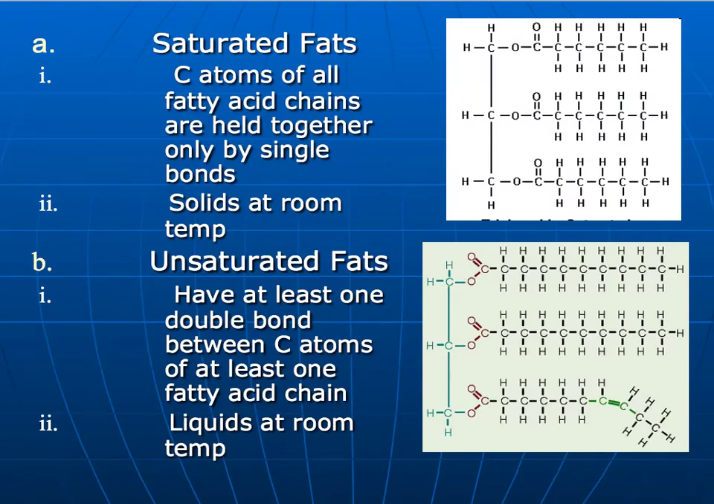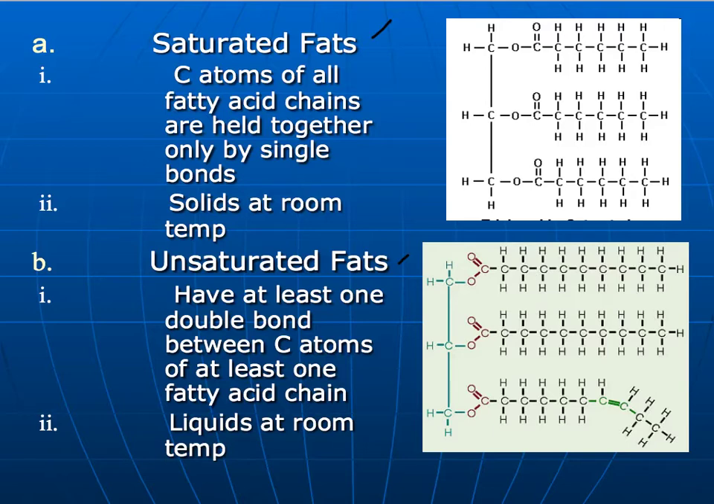Okay, let's break down the types of fats. We have saturated fats and unsaturated fats. Saturated fats are fatty acid chains that are held together by single bonds between the carbon. They tend to be solids at room temperature. So again, lard, butter, things that you can imagine that you have in your kitchen that we would classify as fats, and if you have it on your countertop, it's in a solid state.